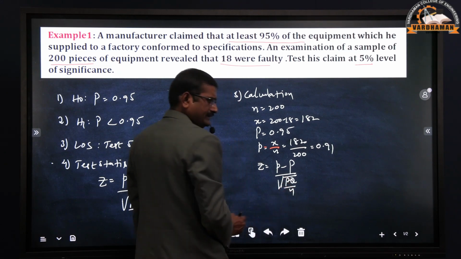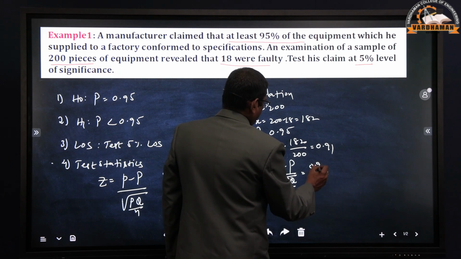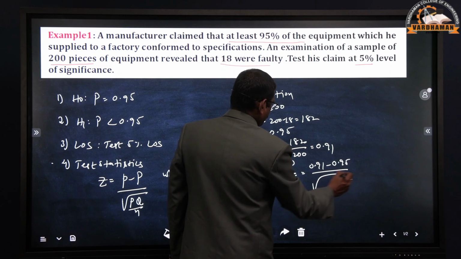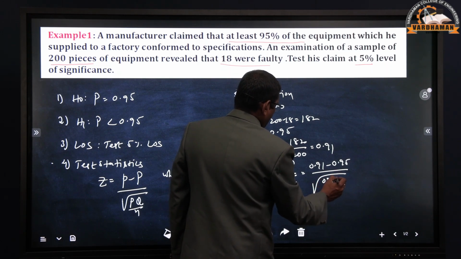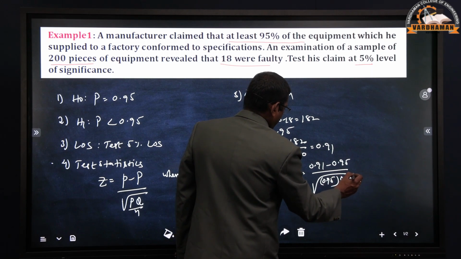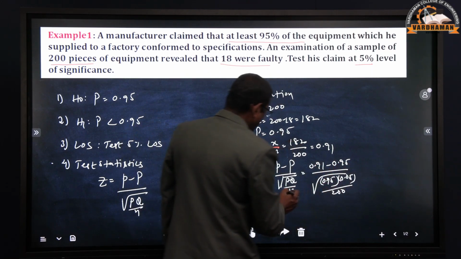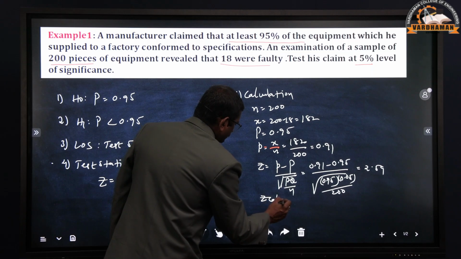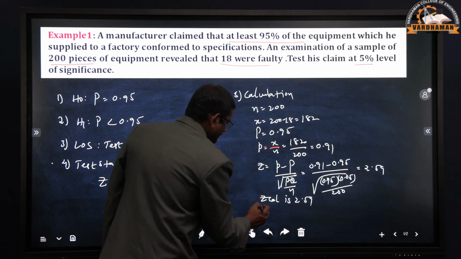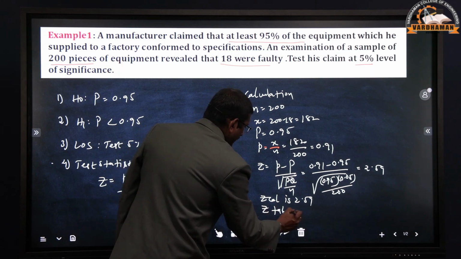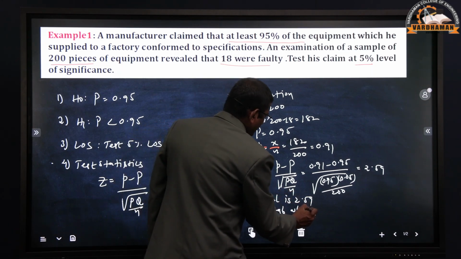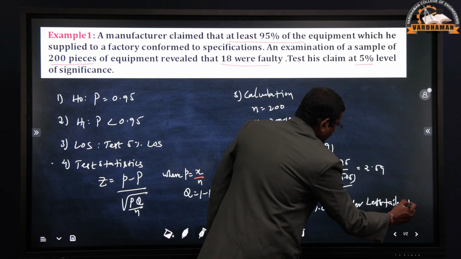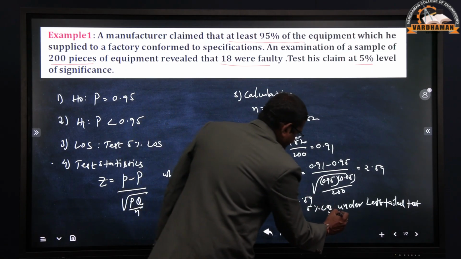And z is equal to small p minus capital P divided by root of capital P capital Q divided by n, which is equal to 0.91 minus 0.95 divided by under root 0.95 into 0.05 by 200. If you simplify this, you will get 2.59. So Z calculated value is 2.59, and Z table value at 5% level of significance under left tailed test is 1.645.